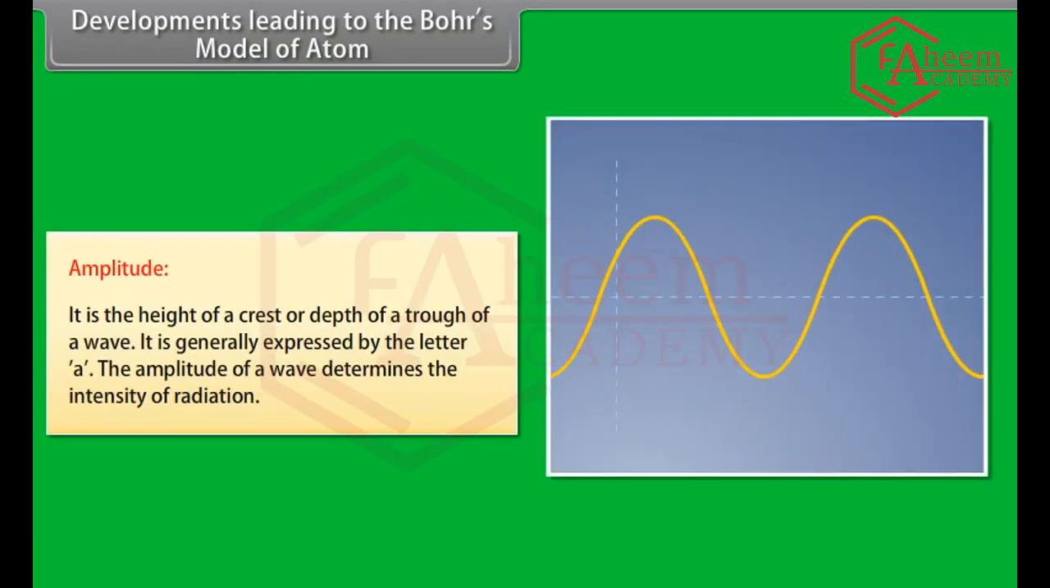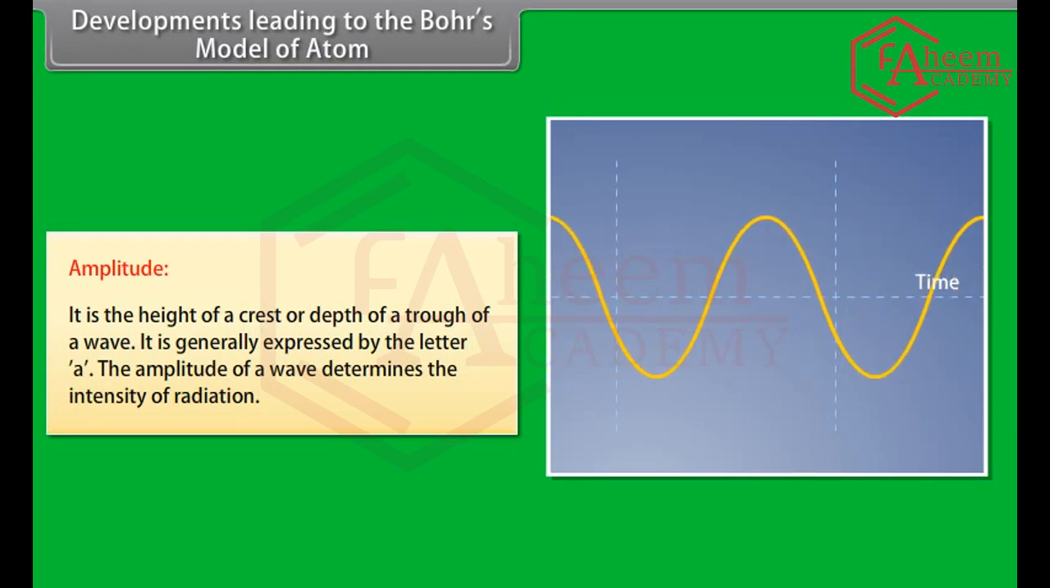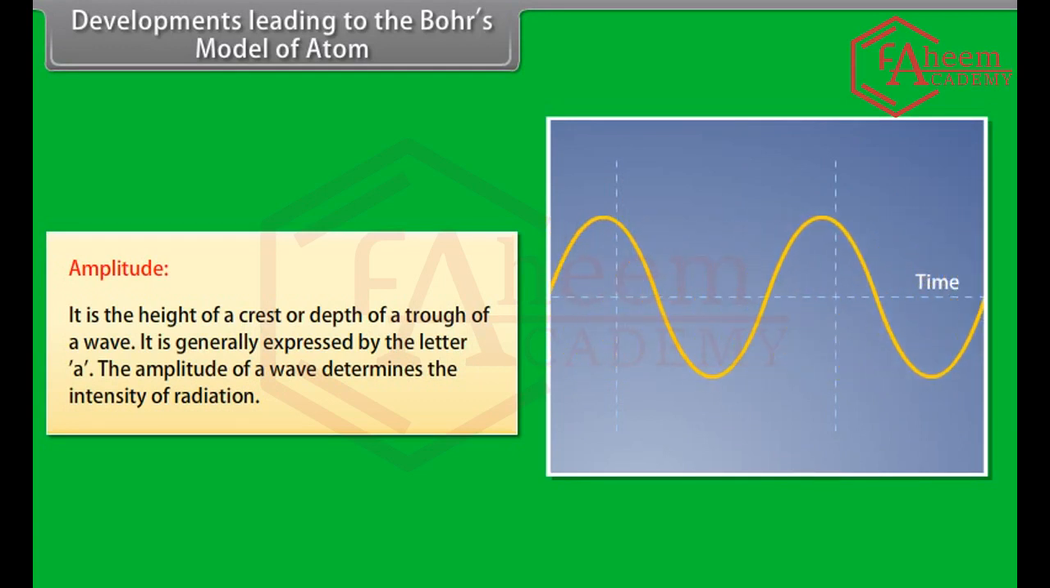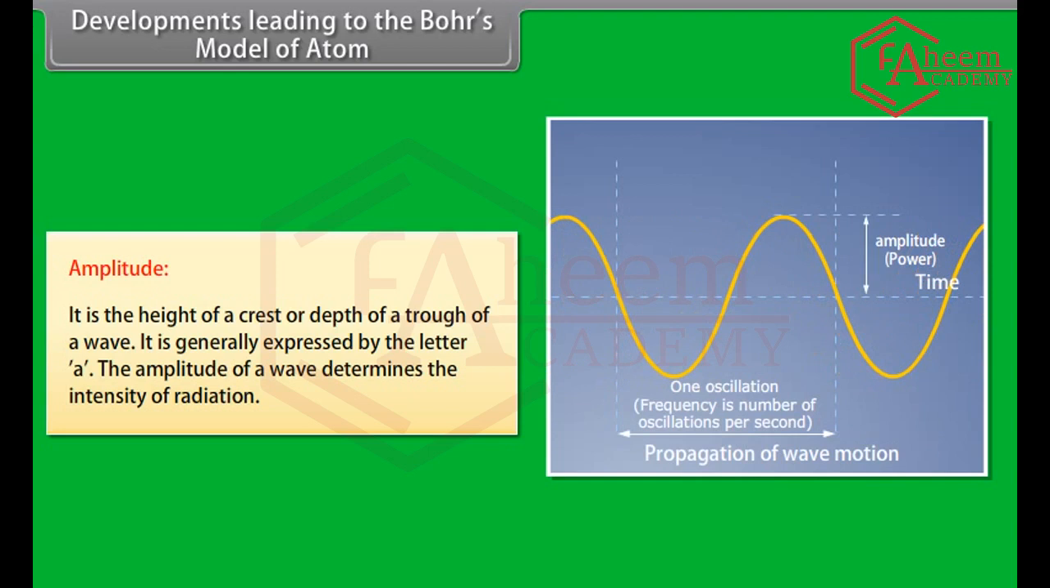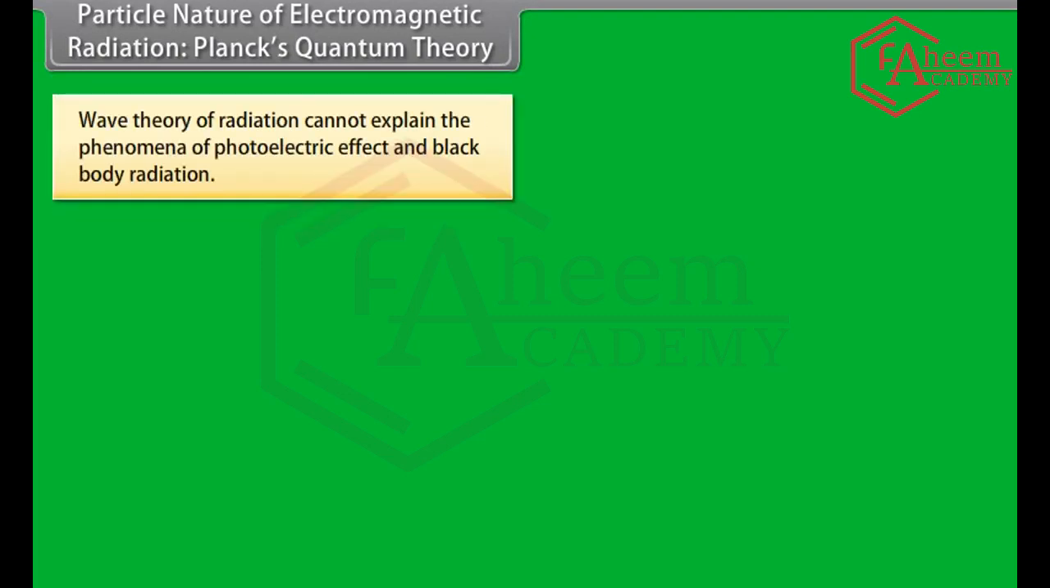Amplitude. It is the height of a crest or depth of a trough of a wave. It is generally expressed by the letter A. The amplitude of a wave determines the intensity of radiation. Particle nature of electromagnetic radiation. Planck's quantum theory. Wave theory of radiation cannot explain the phenomena of photoelectric effect and black body radiation.